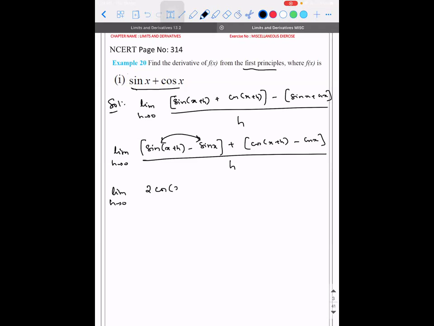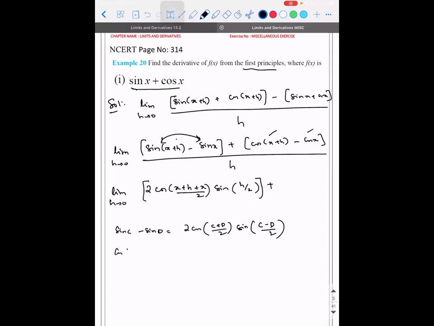Two cos of (x plus h plus x) the whole divided by 2 into sin of h by 2, plus... Could you explain this step? See, it is sin c minus sin d. Okay, so we use that formula, sir. Yeah, I use the trigonometric formula: 2 cos of (c plus d) by 2, sin of (c minus d) by 2. I'll write it for reference. That's what I applied.